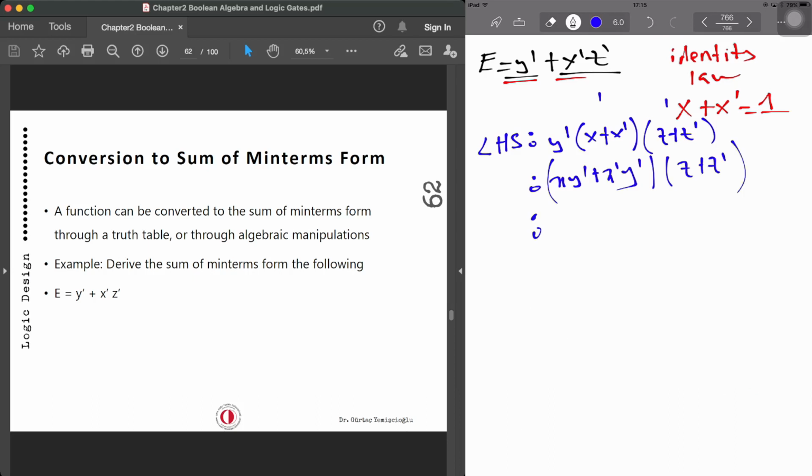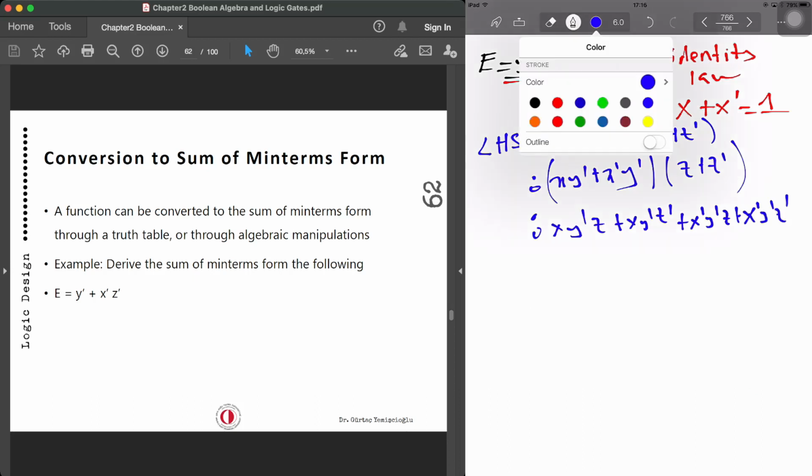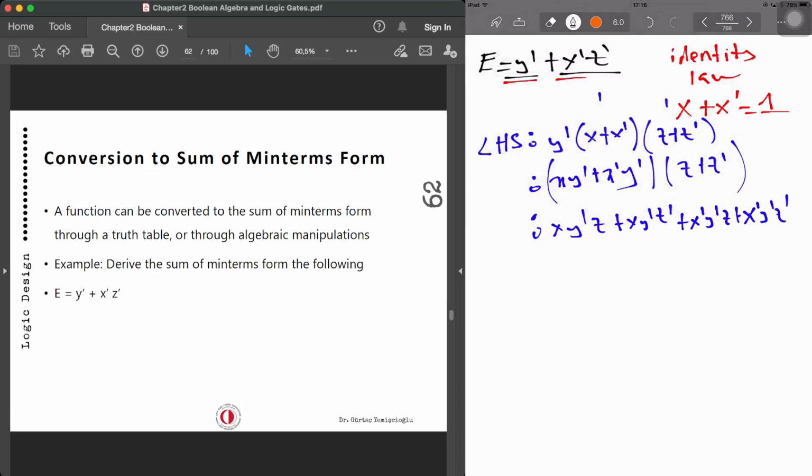And this is going to be x y prime z, or x y prime z prime, or x prime y prime z, or x prime y prime z prime. Okay? So we have included all the terms for the left-hand side. If there are similar terms, we can just eliminate those terms. Okay? So for example, do we have any over here? I don't think we have got any similar.